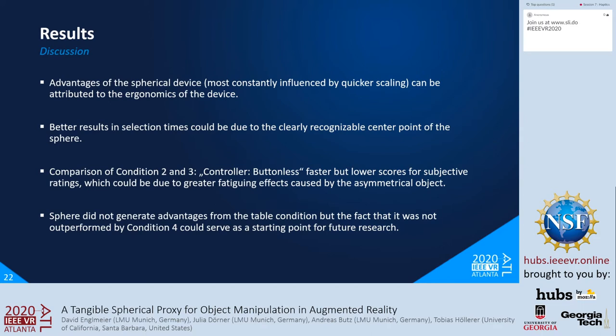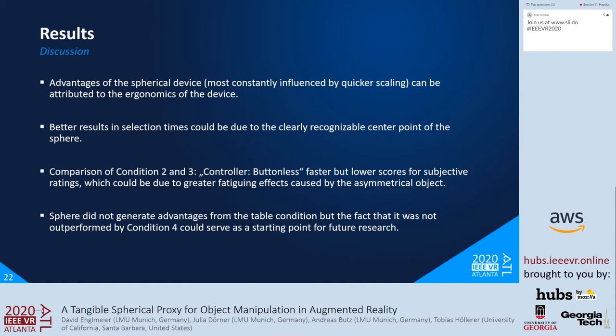If we search for reasons for the outlined results, we clearly can attribute the advantages of the spherical device that were most constantly influenced by quicker scaling to the ergonomics of the device due to the fact that we deliberately added no hardware complexity to the sphere. The sphere also generated at some point better results in selection times. This could be due to the more clearly recognizable center point of the sphere in comparison to an asymmetrical controller.